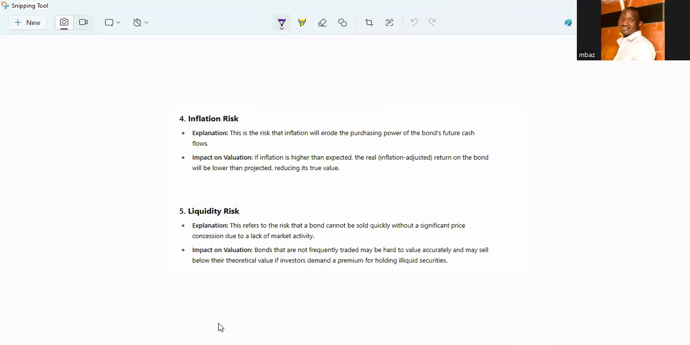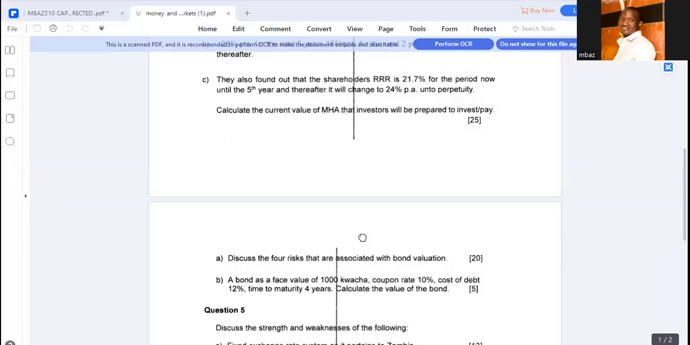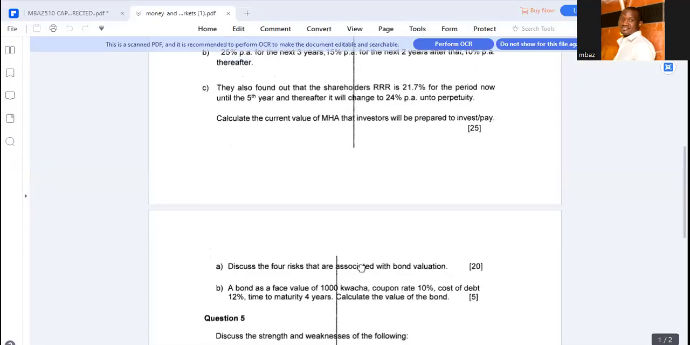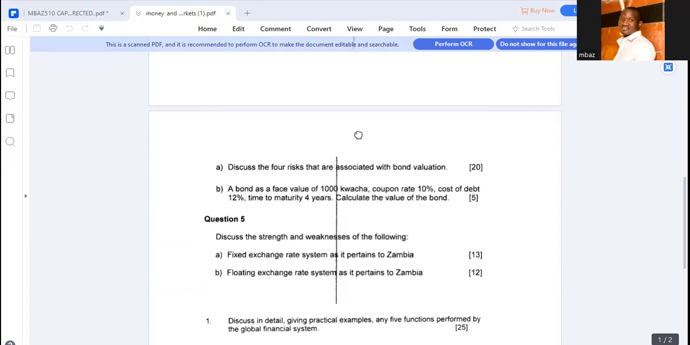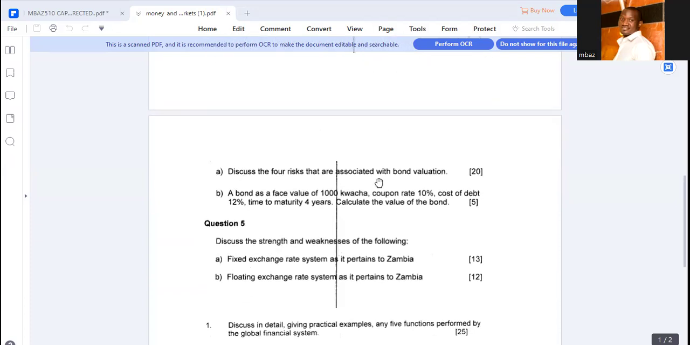Okay, so quickly, let's look at the 2021 exam and we calculate this together. We have question number 4, part A and part B. Discuss the 4 risks associated with bond valuation, 20 marks. And 5 marks: a bond with a face value of 1,000, coupon 10%, cost of debt 12%, and time to maturity 4 years. Calculate the value of the bond.